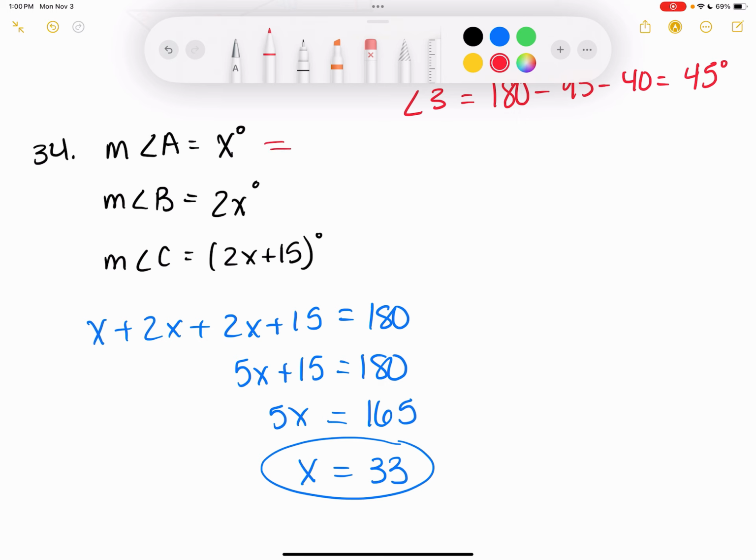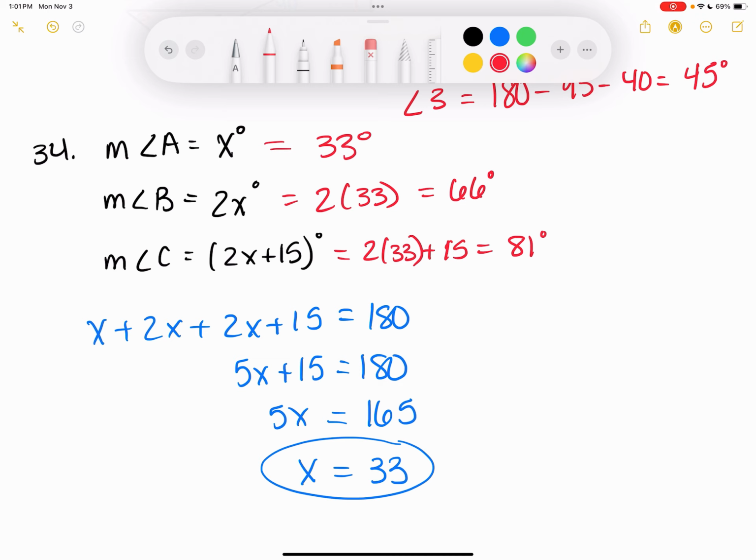All right, so I'm going to take this and plug this in up here. So that means the measure of angle A is equal to 33 degrees because it was just x. The measure of angle B is going to be 2 times 33, which means it is 66 degrees. And then down here, measure of angle C is 2 times 33 plus 15. 81. So I've got 81 degrees. And then you can always check by adding these numbers back together and making sure they equal 180 if you're not sure if you did your math right or if you think you might have done something wrong.